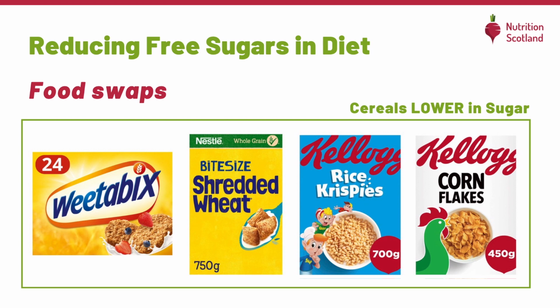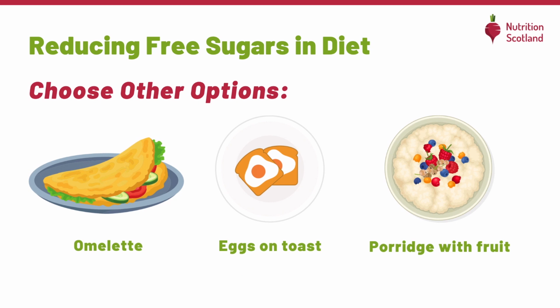Using food labels to make conscious food and drink swaps to lower sugar alternatives can have a big impact on our free sugar intake. Instead of opting for lower sugar breakfast cereals, you might enjoy changing up the type of breakfast you eat. Some low sugar breakfast options that we love include omelets, eggs on toast, and unsweetened porridge with fruit.